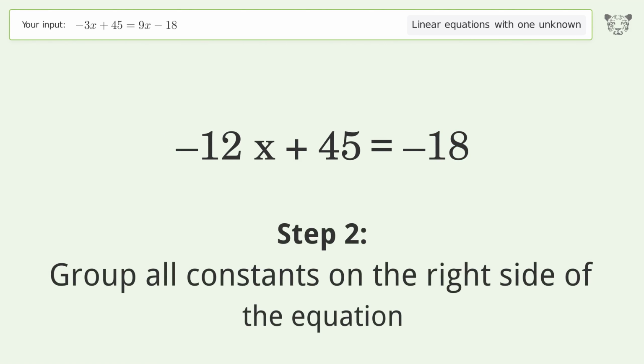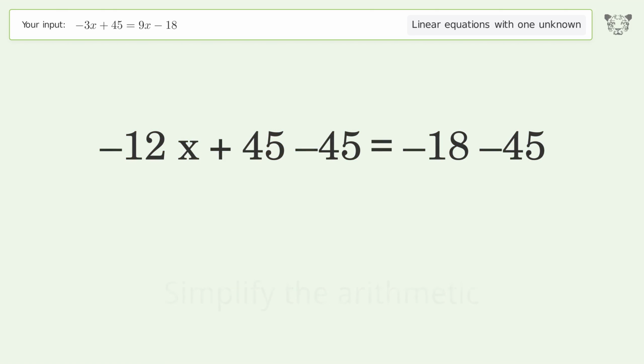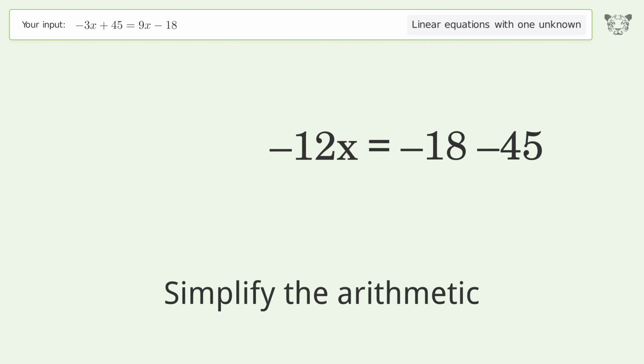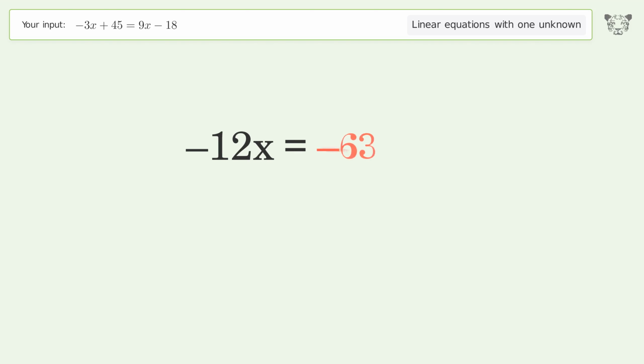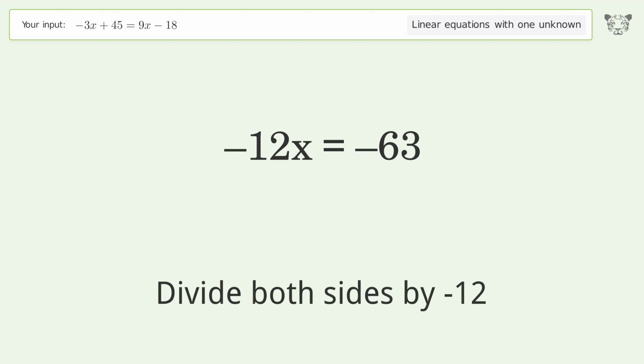Group all constants on the right side of the equation. Subtract 45 from both sides. Simplify the arithmetic. Isolate the x. Divide both sides by -12.